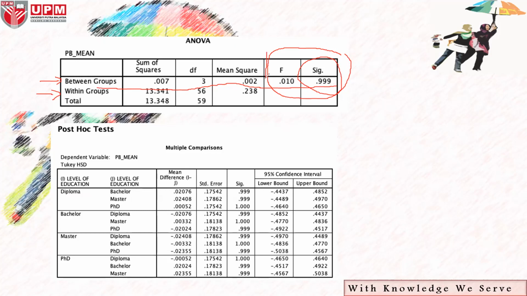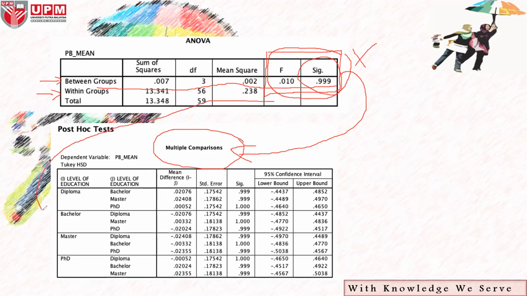Okay, so if it indicates here there is no significant difference, there is no point to proceed further to the post hoc comparison table. If it is not significant here, there is no point proceeding. But if there is a significant difference here, you need to proceed further by reporting which pair is significantly different, which you can obtain from the post hoc comparison table. You can check this significant value to see which pair is significantly different.